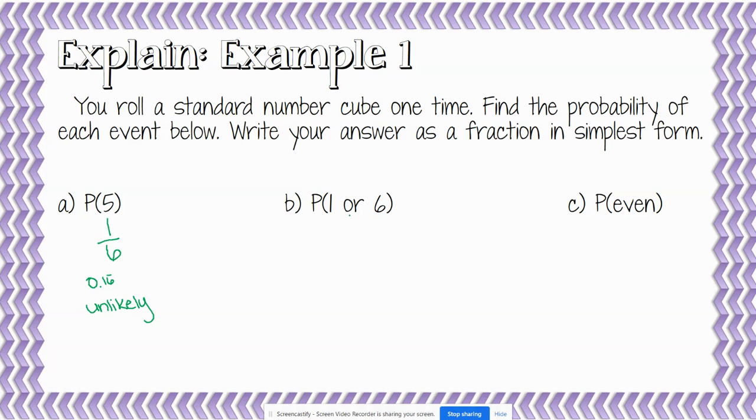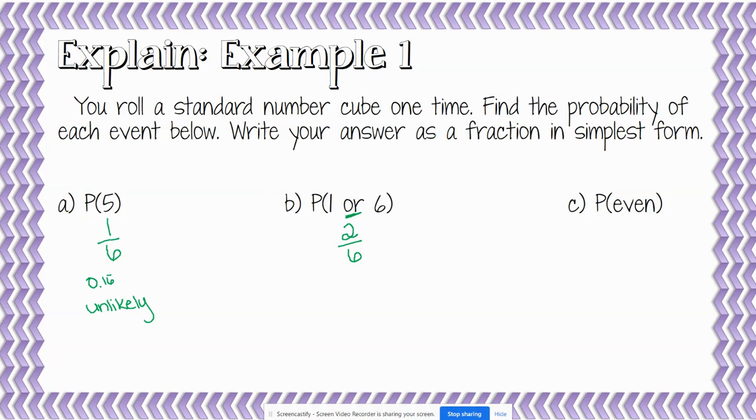B says the probability of a 1 or a 6. When we see this word or, this is talking about what we call a mutually exclusive event. When we have a mutually exclusive event, that means that one event or the other would be an acceptable outcome. So if I'm looking for rolling either a 1 or a 6, then both would be acceptable. So there is one 1 on a number cube and one 6 on a number cube. So in total, there are two numbers on that number cube that I could be looking for. And that is out of 6 total numbers on the number cube.